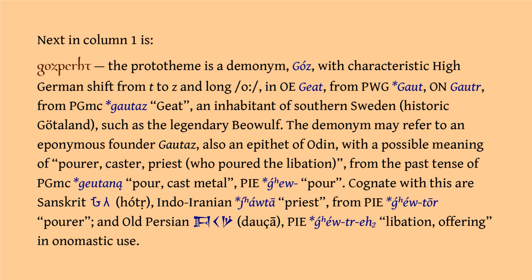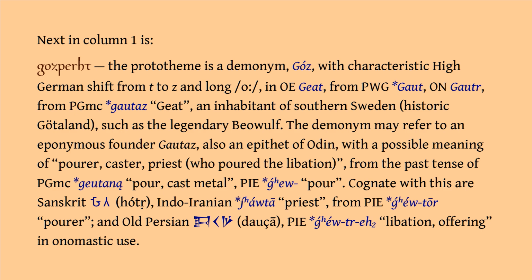Next in column 1 is Gospert. The proto-theme is a demonym, Gos, with characteristic High German shift from T to Z, and long O. In Old English, Yert, from Proto-West Germanic Gaut, Old Norse Garta, from Proto-Germanic Gautas, Geet, an inhabitant of southern Sweden, historic Gotaland, such as the legendary Beowulf.